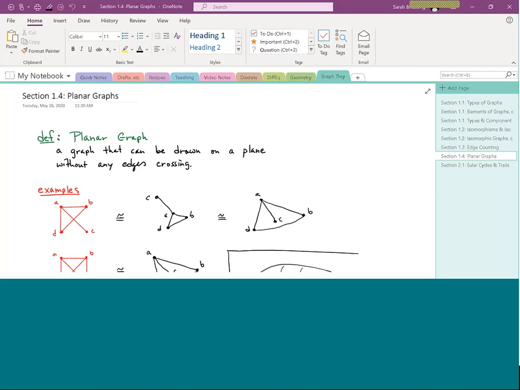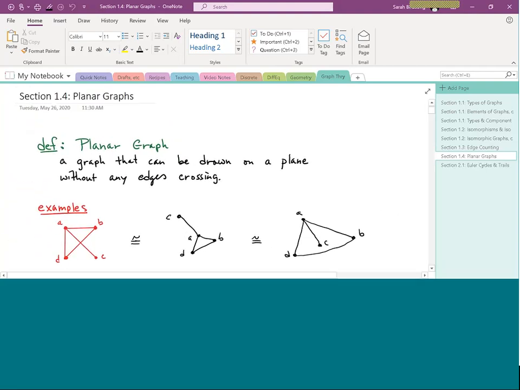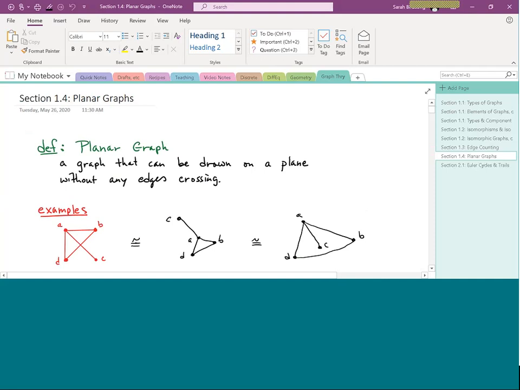Let's go ahead and get into some of the new stuff. To give ourselves a little bit of a running start, the first thing is our definition of a planar graph. A planar graph is simply a graph where you can draw it on a piece of paper, putting the vertices on the paper in such a way that none of the edges are going to cross.